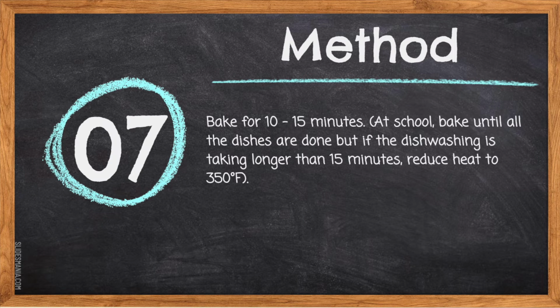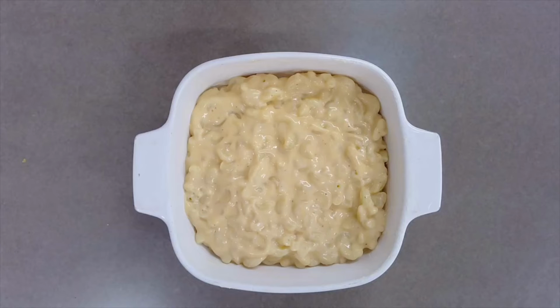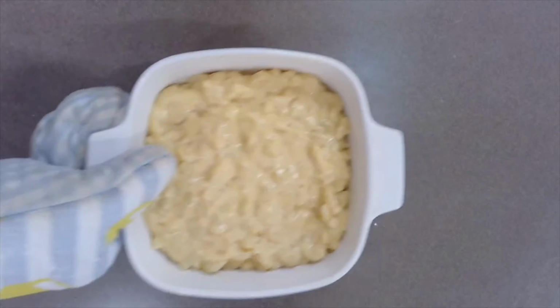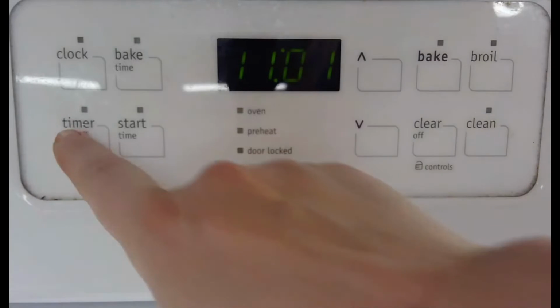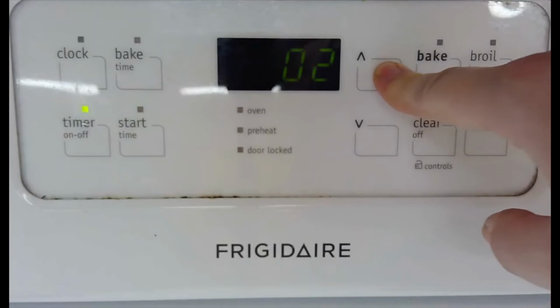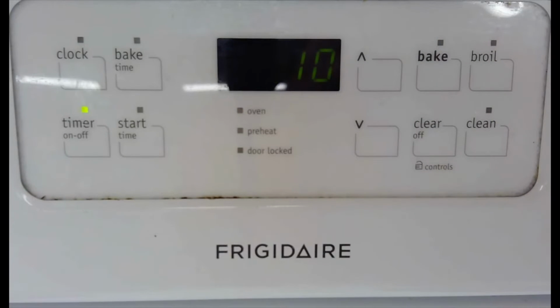At school, bake until all the dishes are done, but if the dishwashing is taking longer than 15 minutes, reduce heat to 350 degrees Fahrenheit. Make sure you're wearing oven mitts before you go to pop this casserole dish into the oven. Remember, safety first, we do not want to burn your hand. Also, always bake for the lower time first, 10 minutes, and then see where you're at. If you notice your group is taking way longer to wash all your dishes, you can always lower the temperature at that point and keep it warm in the oven. This dish is best served when it's warm.